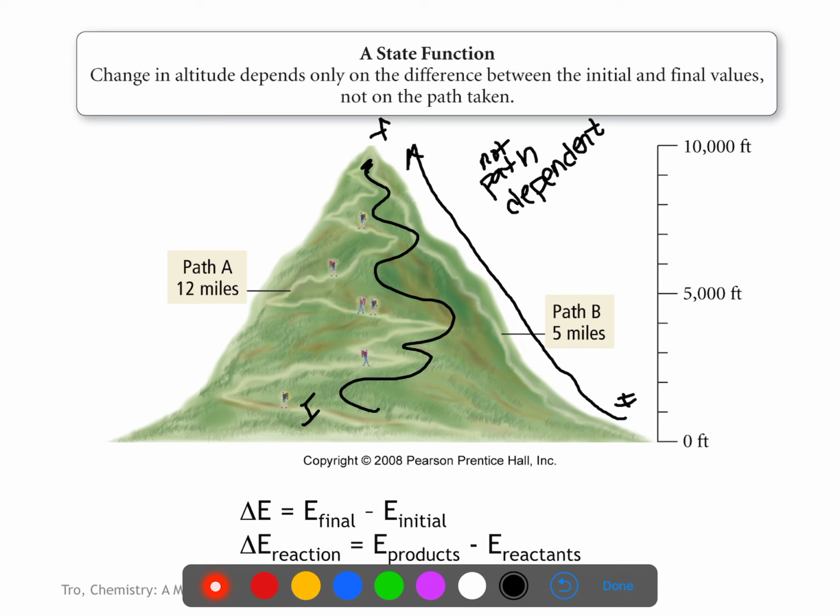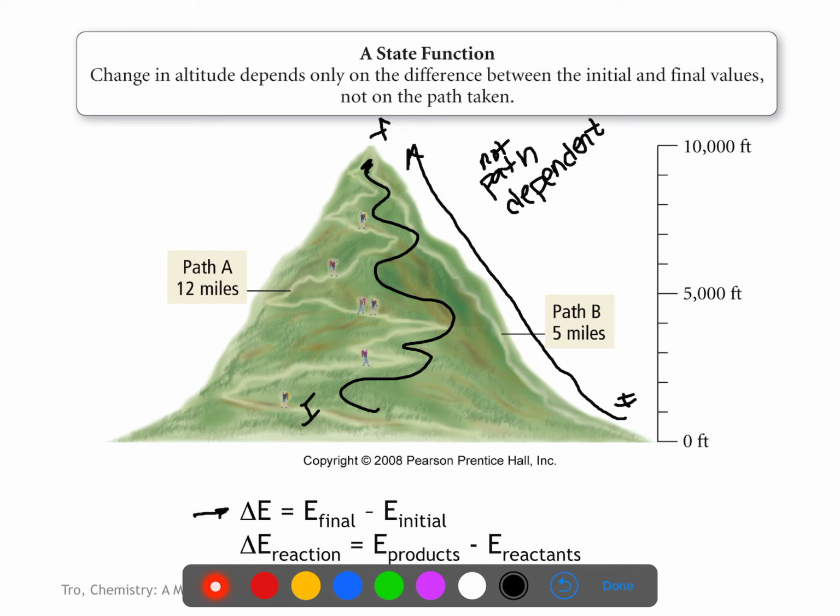So whenever you have a term, type of energy, heat, etc., that's a state function, it's not path dependent. It only depends on its final and initial states, it does not matter how it got there, what process it took to get there. So we look at the change in energy as the final energy minus its initial energy. And when we're talking about a reaction specifically, we think of the energy of the products minus the energy of the reactants.